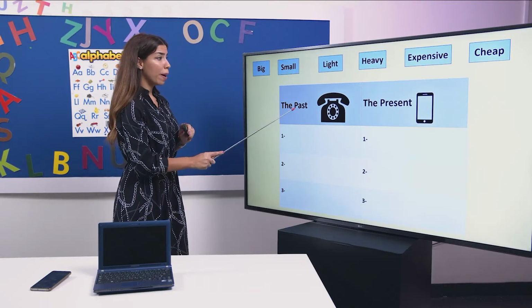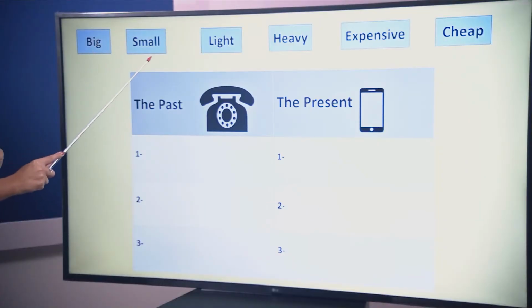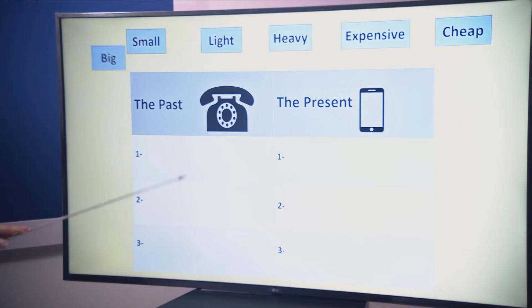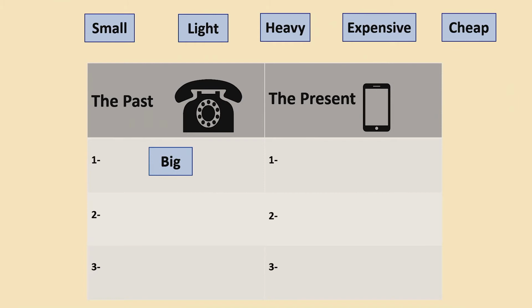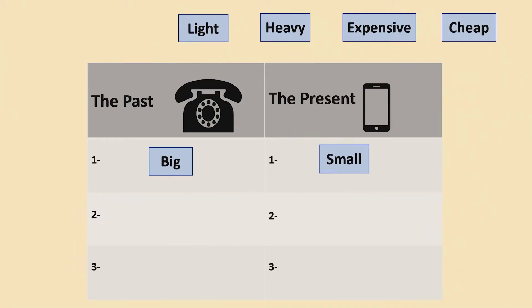Well, in the past, were the phones big or small? Yes, in the past, phones were big. In the present, phones are small. Very good. And now, let us think.